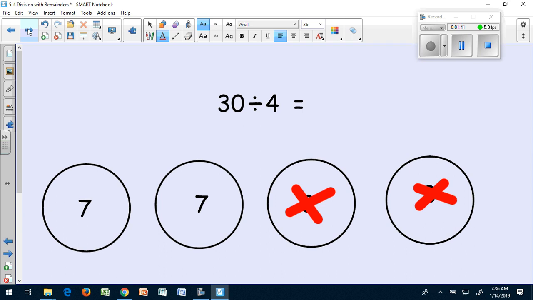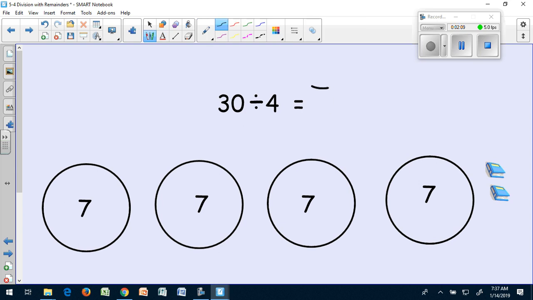So then what does that look like in a division problem? Well, I know that every classroom can get 7 books, and that would give me 28 books all together. And then I'm going to have 2 books left over because I know that 7 times 4 equals 28, and then I need 2 more to get to 30. So when I write that as my answer, 30 divided by 4 is 7, remainder 2. And I used an R to show that I have a remainder. Let's take a look at another one.